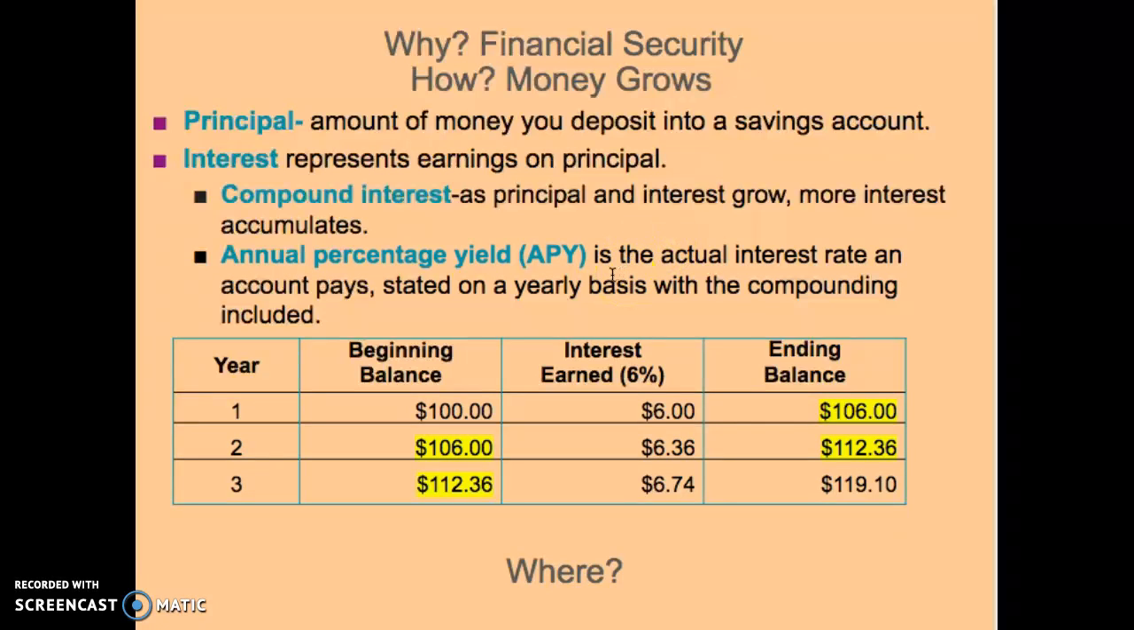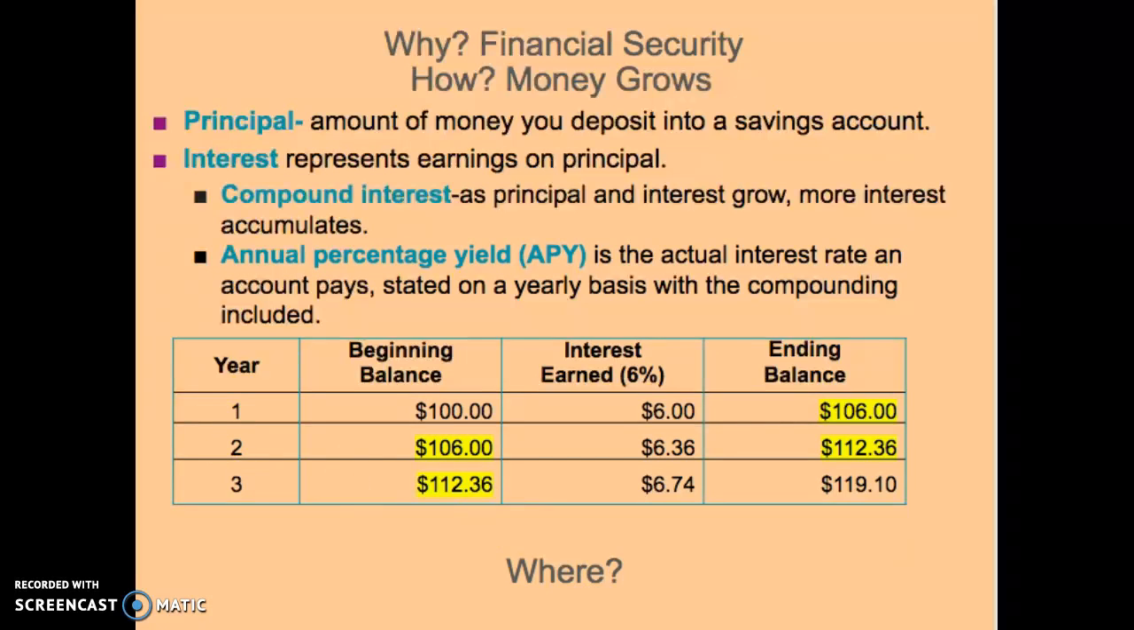APY, you're going to hear used often, is the interest rate. So it's stated on a yearly basis, and you're going to learn more about APY, especially as you do some research on banking, but that's what they're talking about. Annual percentage yield is really the interest. And then finally, the question you want to ask yourself when you're looking into savings, besides the why would I save and how does it actually work, the where is going to be local banks, any kind of credit unions, things like that that offer savings accounts are where you would get a savings account.